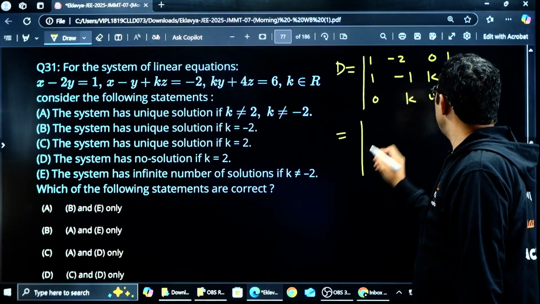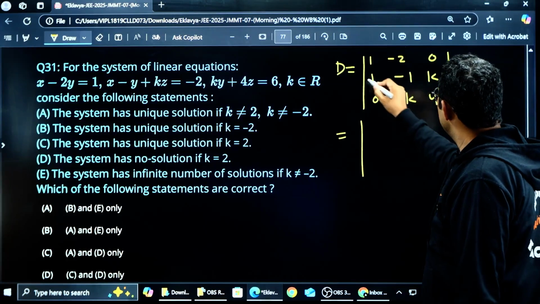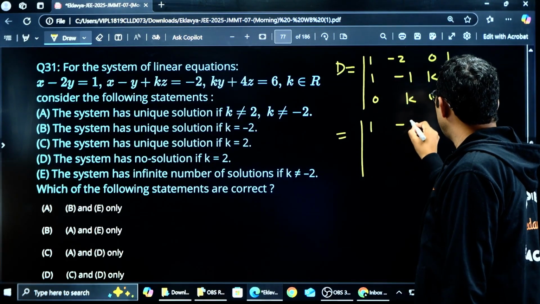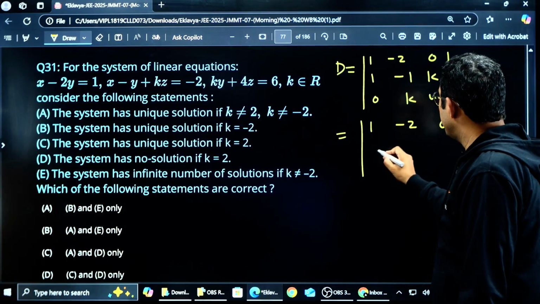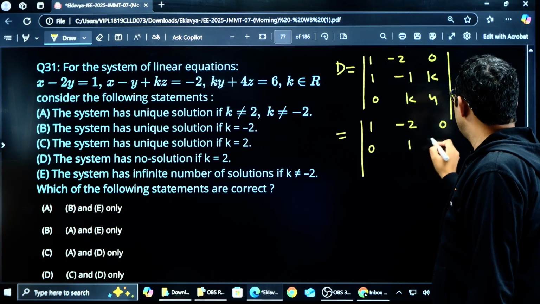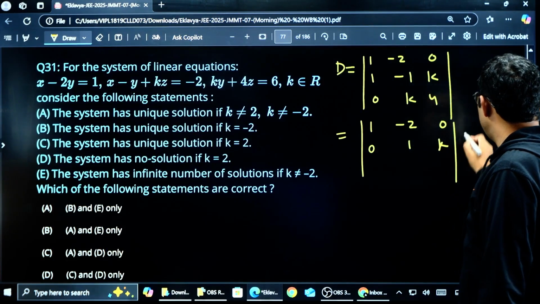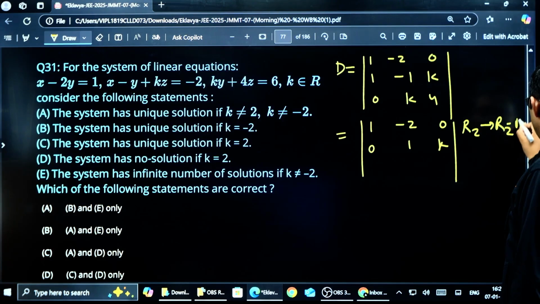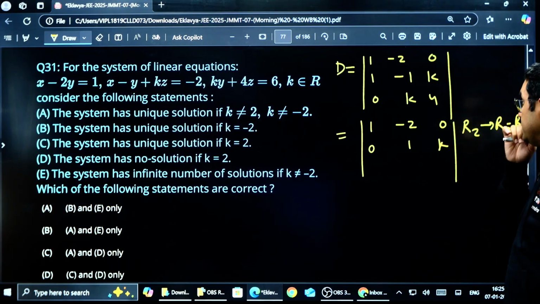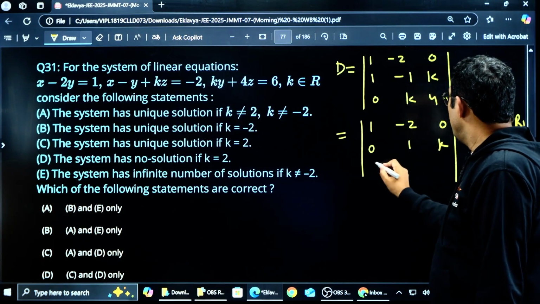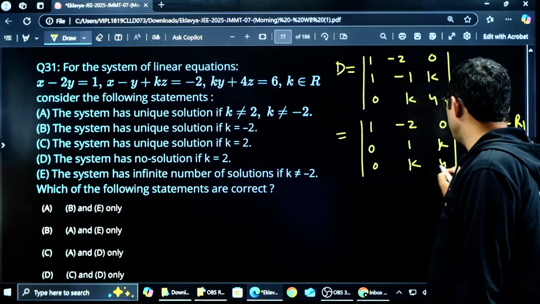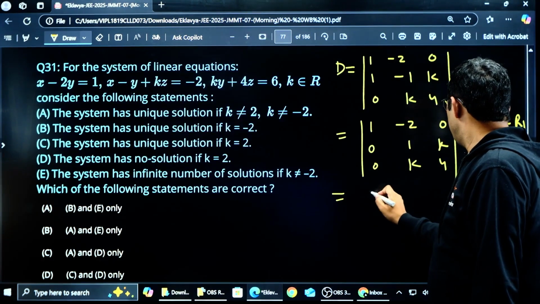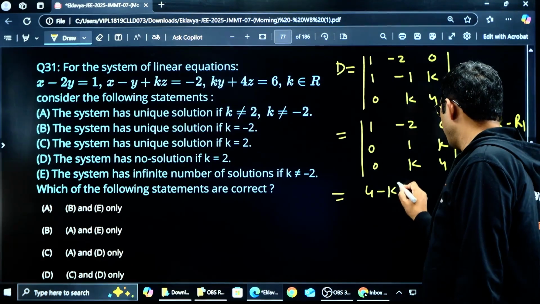We can use a property also here. Maybe I can make this 0. The first row I will keep as it is. For the second row, it will be 0, 1, and k. What I have done is R2 minus R1, so R2 is changed to R2 minus R1. And then 0, k, and 4. Now we can open it. We are getting 4 minus k square.